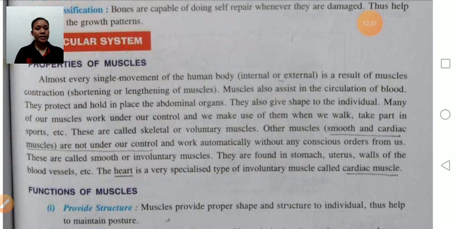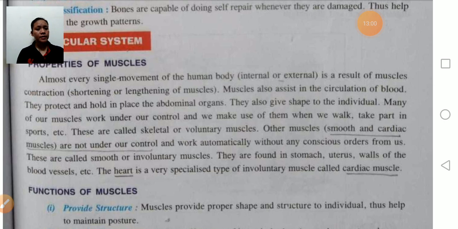Muscles also assist in circulation of blood. They circulate the blood throughout the body. They protect and hold in place the abdominal organs. They also give shape to the individual.